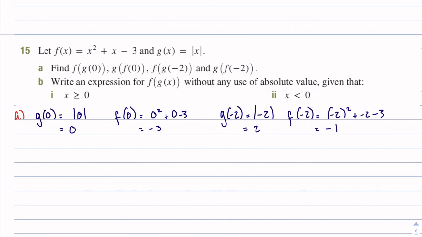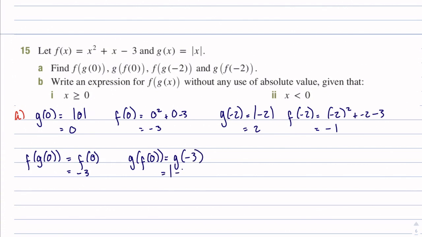Okay, which means f of g of 0 is the same as f of, well, g of 0 was 0, which means we've got 0 squared plus 0 take 3, which is negative 3. g of f of 0, which is the same as g of, well, f of 0 was negative 3, which gave me the absolute value of negative 3, which is 3.